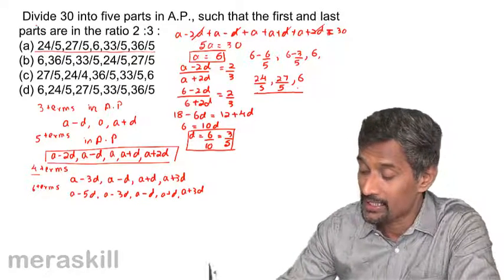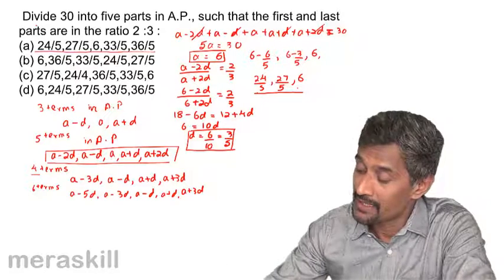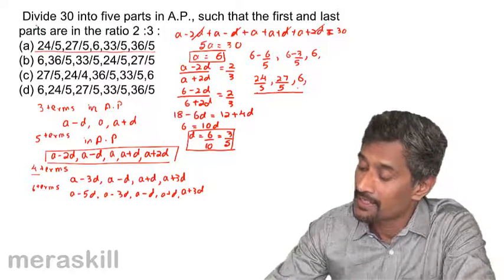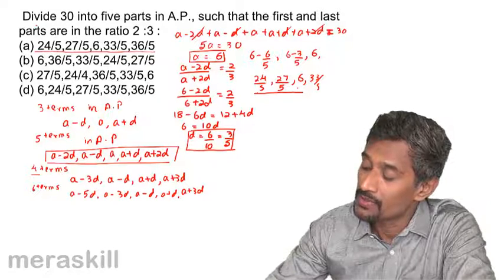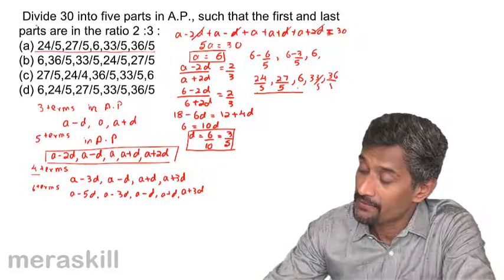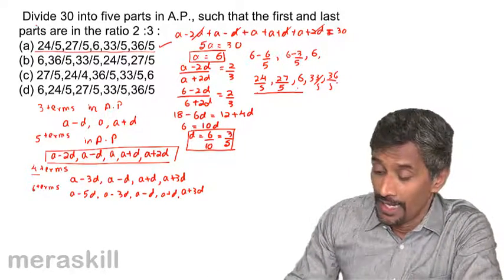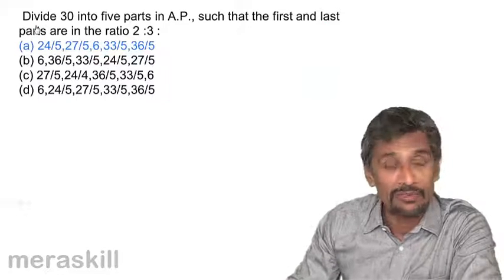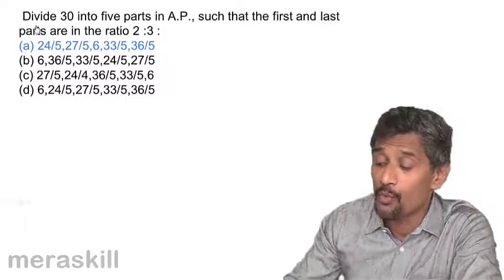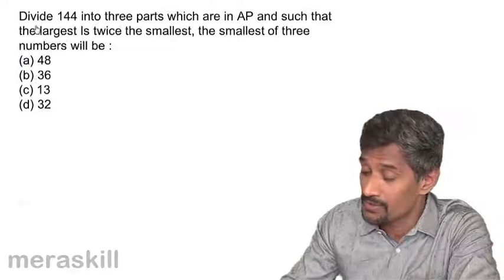So you understand how we can take these kinds of terms. We end up getting 24 by 5, 27 by 5, 6 and 33 by 5, because that is going to be a plus d, and 36 by 5. So the correct option is this, and undoubtedly that will be the right answer. That's a very interesting case of how we can use this kind of situation. Let's take up more examples based on this.